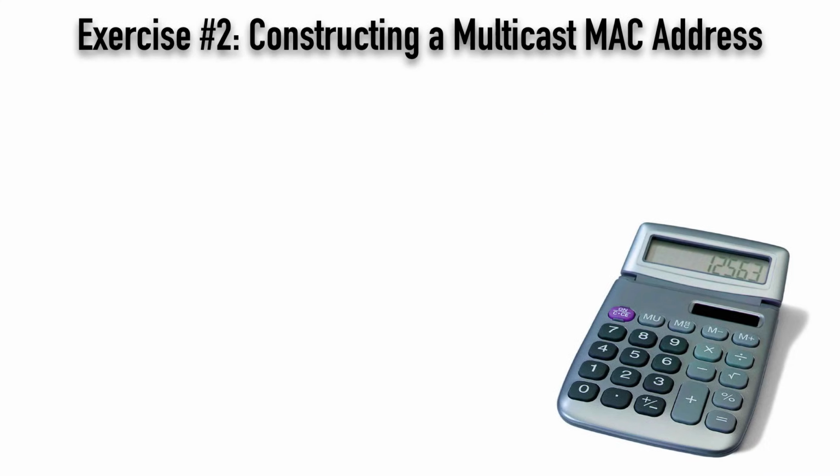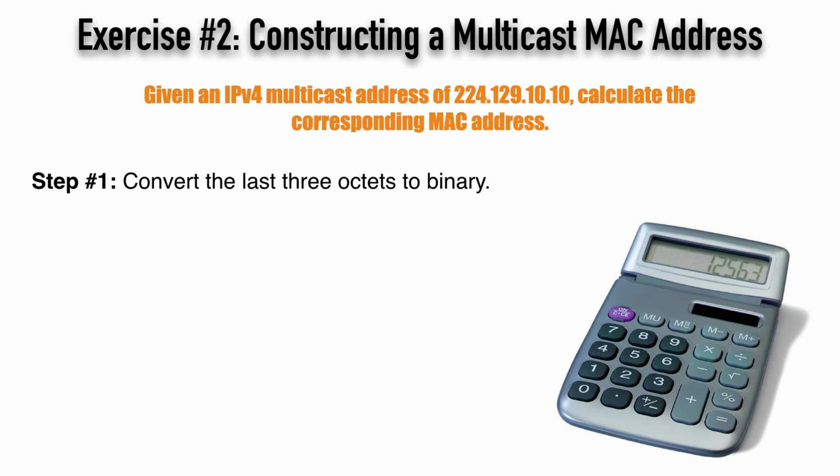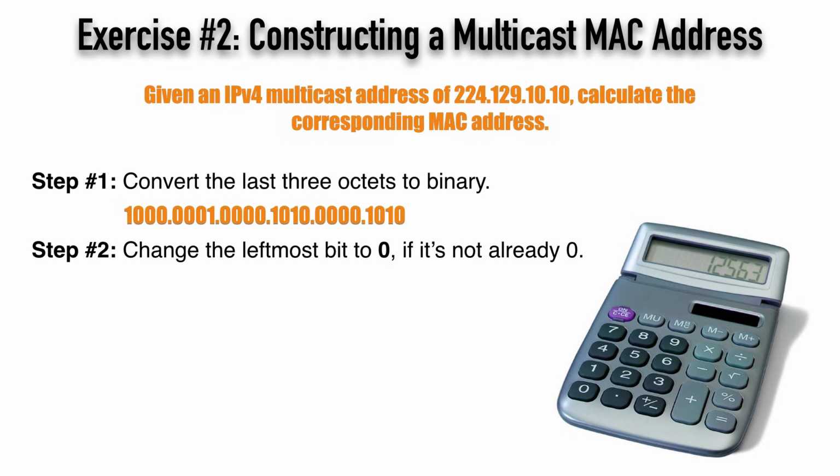I want to point out something that's very interesting that you should keep in mind. This time, our IP version 4 multicast address is 224.129.10.10. Almost the same address, except in the second octet, we've got a 129 instead of a 1, and we want to calculate the corresponding MAC address. Okay, step 1 was to convert the last 3 octets to binary. Let's do that. And we said in step 2, if the leftmost bit was not already a 0, and it's not in this case, we should make it a 0.